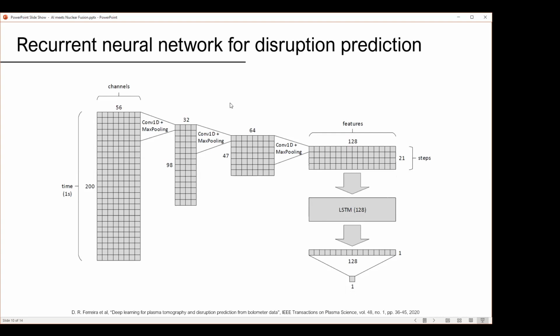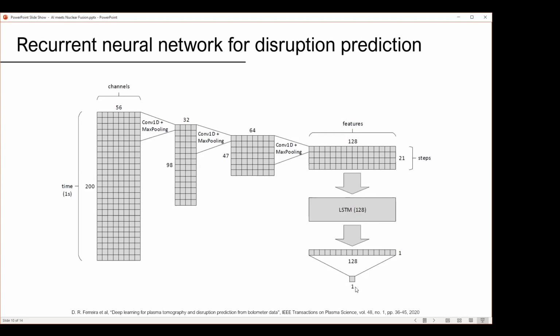Now, with the same architecture, we can train this model for different purposes. For example, we can train this model to predict a probability of disruption. So this value that you see at the output could be a prediction between 0 and 1 of whether the pulse is going to disrupt or not.